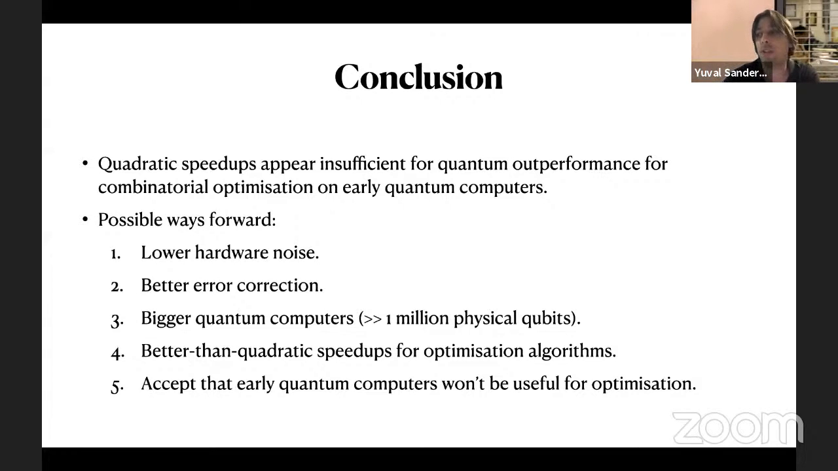The fifth way forward is you can sort of accept, as I have, that maybe early quantum computers just won't be that useful for optimization. Maybe we just need to be setting our sights higher in terms of the size of the quantum computer that's going to be useful. And with that, I'll close off and welcome questions.